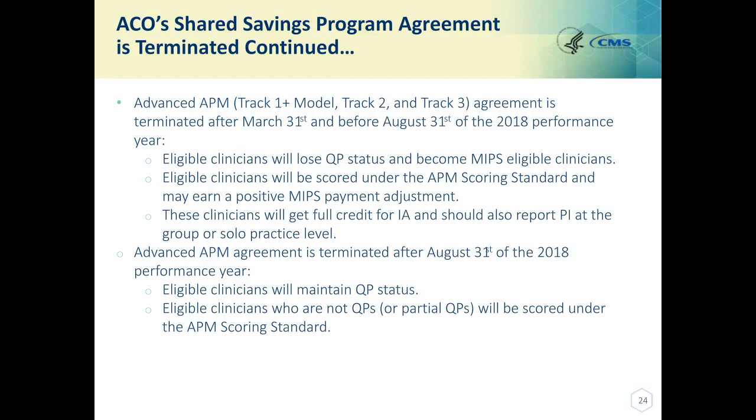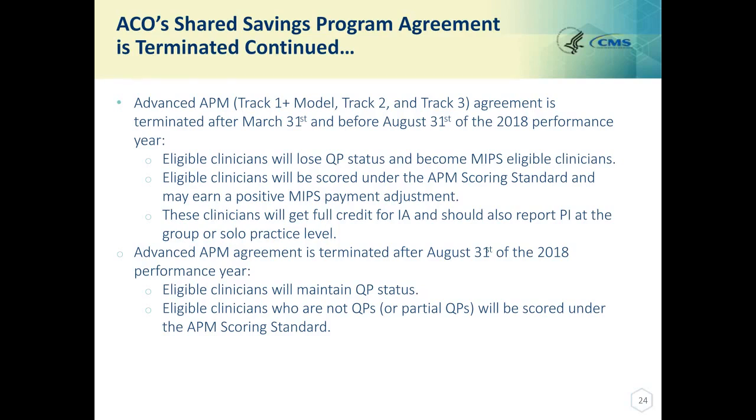In an advanced APM, which is going to be Track 1 Plus, Track 2 and Track 3 of SSP, if the agreement is terminated after March 31st, but before August 31st of the performance year, the eligible clinicians will lose their QP status and become MIPS eligible clinicians, but they will still be scored under the APM scoring standard, meaning that they will still have the cost performance category weighted to 0, and they will receive all the other benefits of being scored under the APM scoring standard.